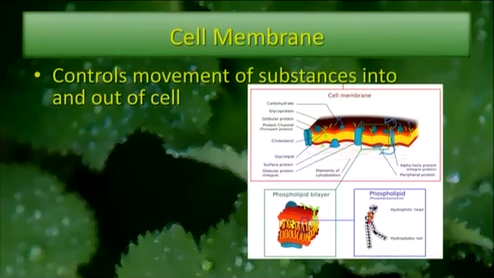Now the cell membrane controls the movement of substances in and out of the cell. Even though the cell wall bounds the cell, it is still pretty freely permeable. It allows many substances to go in and out, but what actually controls what can get into the living part of the cell is the cell membrane. It controls the movement of substances into and out of the cell, and it's the outer part of the living part of the cell. So it's semi-permeable. It allows some things through, doesn't allow other things through.